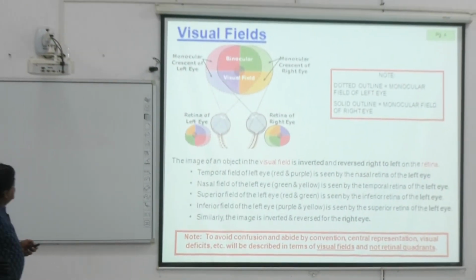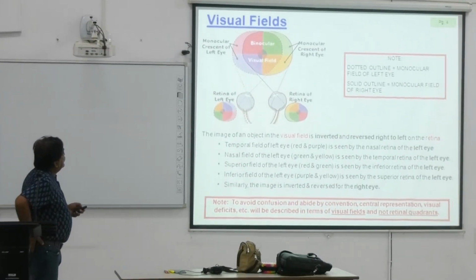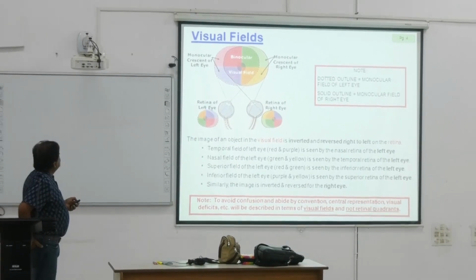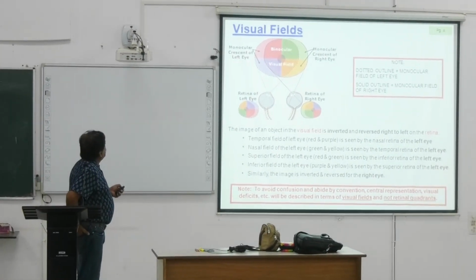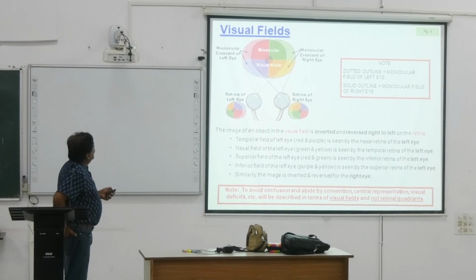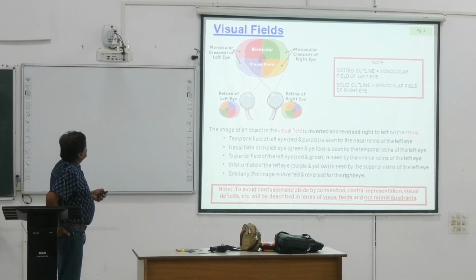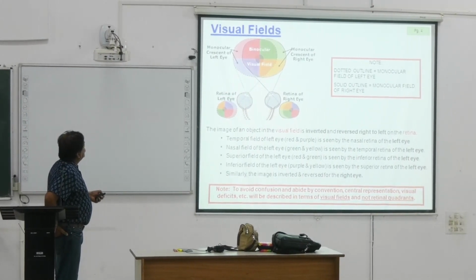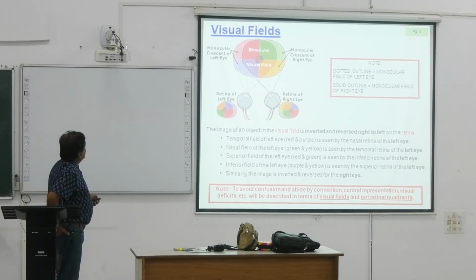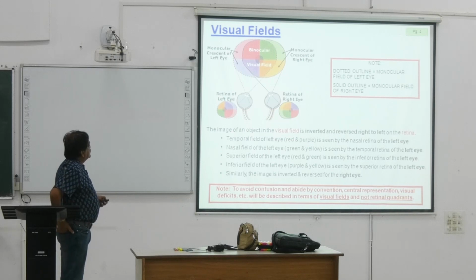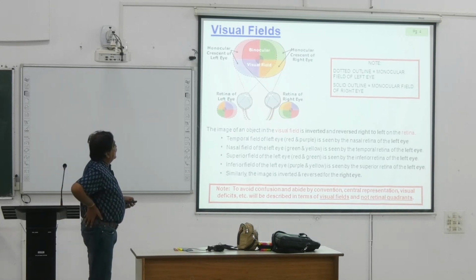Now, visual fields. The monocular crescent of the left eye, monocular crescent of the right eye, binocular vision, visual field. Now retina of the right eye, left retina. The image of an object in the visual field is inverted and reversed right to the left on the retina.